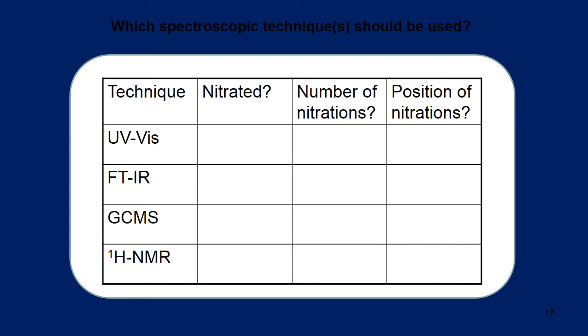So let's think about the techniques available to us in the lab and see if we can come up with an analytical strategy which will allow us to answer all of the necessary questions to complete our study. Here's a table in which I have 3 columns, each asking for a different thing. The first, did we nitrate the compound? The second, how many nitrations took place? And the third, where are they?